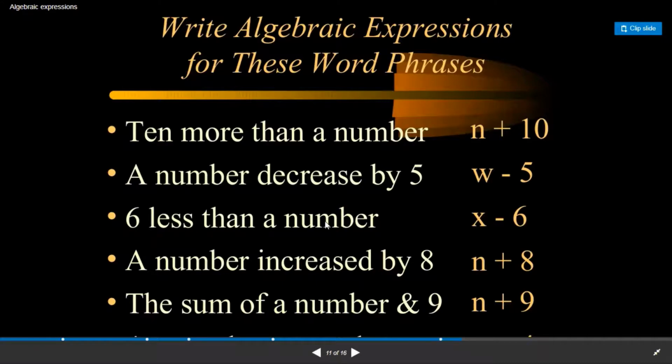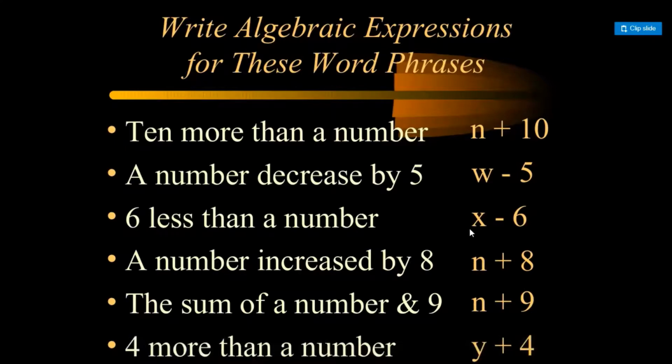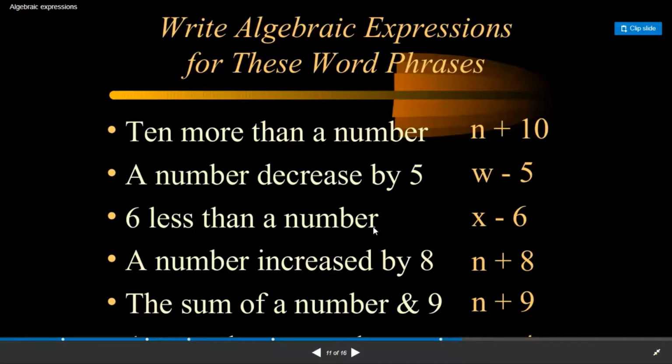6 less than a number. Less than means subtraction. So I use the variable x. As I've said, you can use any variable in the alphabet except for O. So 6 less than a number means x minus 6. A number increased by 8, increase means addition, so n plus 8.